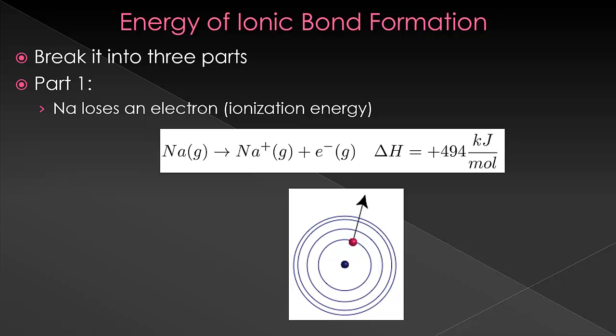So on this slide, we're starting with the ionization energy. In order to form an ionic bond, sodium must become a +1 charge. As we learned about in last chapter, there is an energy associated with that. And this is called the ionization energy. For sodium, that's 494 kilojoules per mole.